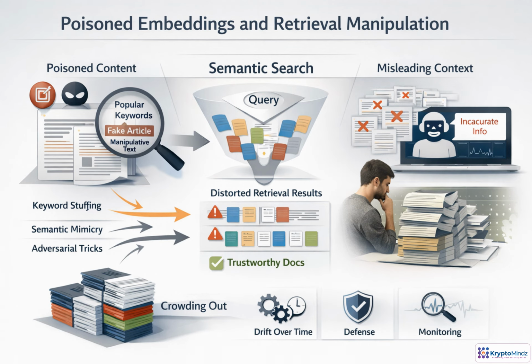Embedding poisoning targets the matching step in RAG. Instead of changing the model, the attacker makes malicious content look unusually relevant. Keyword stuffing, semantic mimicry, or adversarial phrasing can push that content into top retrieval results and crowd out better sources. The risk is that the answer may sound grounded while relying on misleading context. Defenses should combine provenance checks, trust scores, diverse retrieval, and monitoring for documents that appear relevant too often.